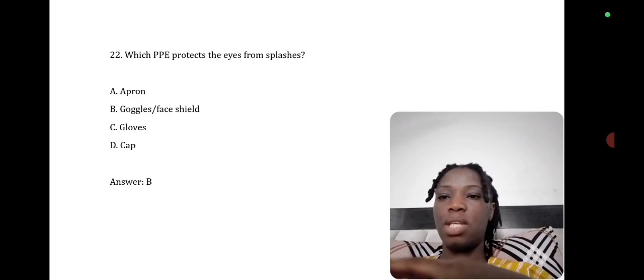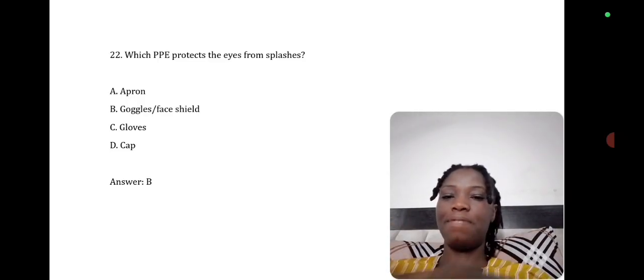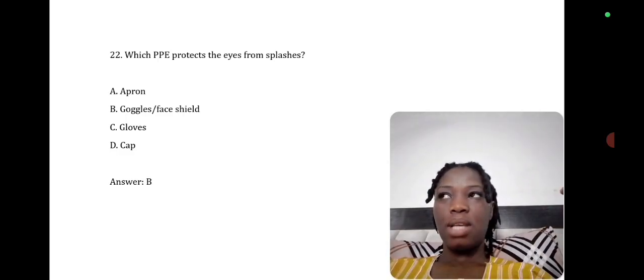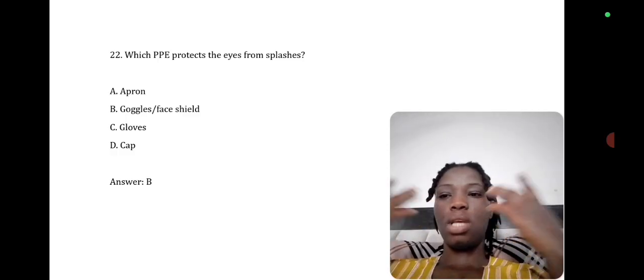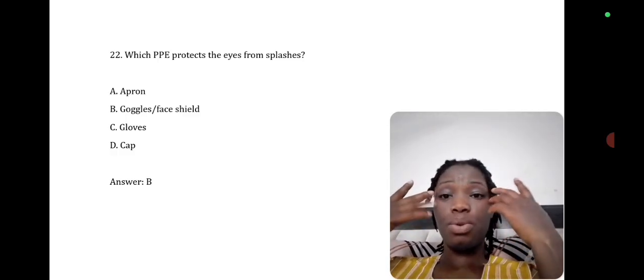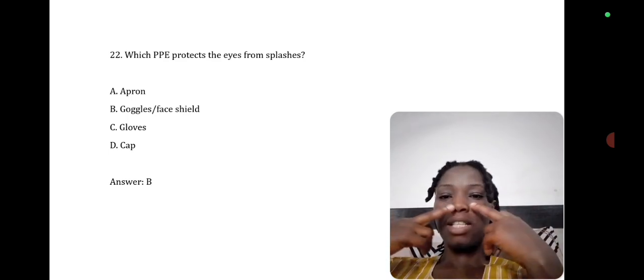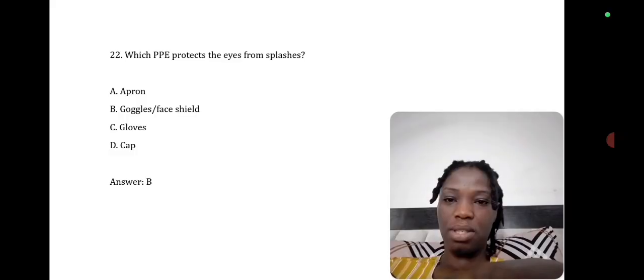22. Which PPE protects the eyes from splashes? PPE, personal protective equipment, from splashes. So you can say if you use face masks now, it can splash to your eye. If you use goggles, it protects your eye from splashes. They say it protects the eye from splashes.